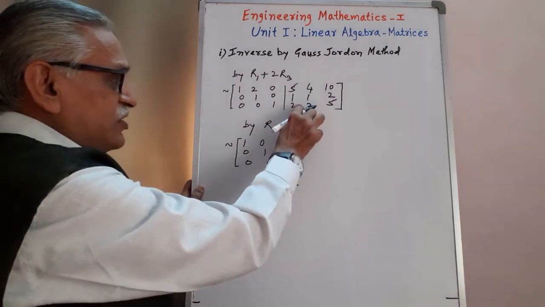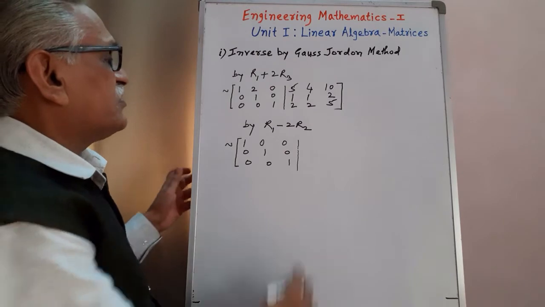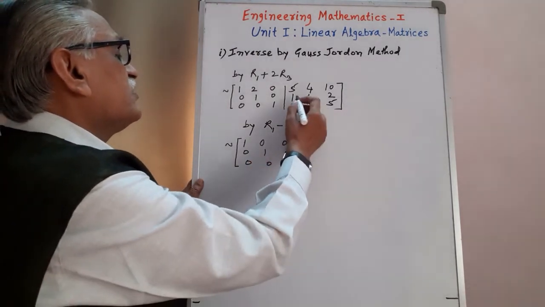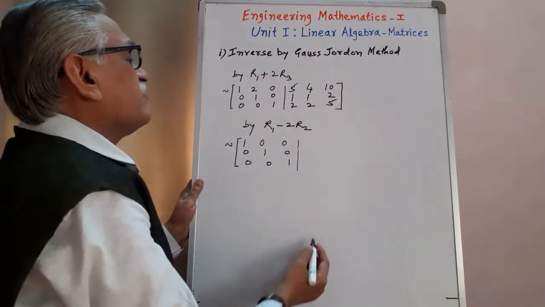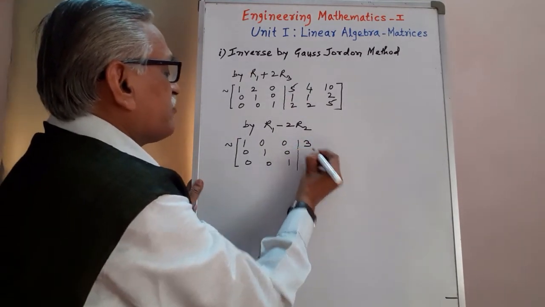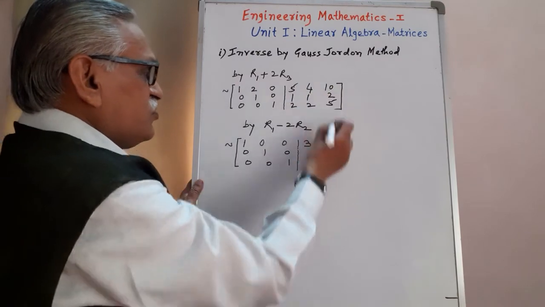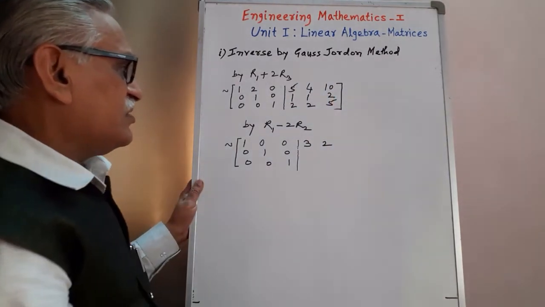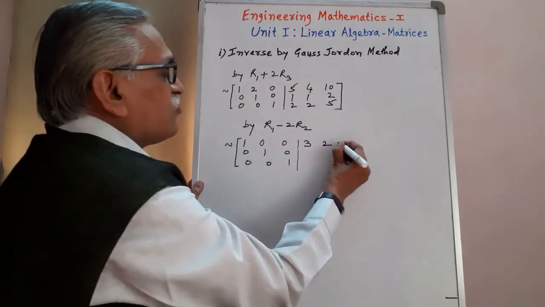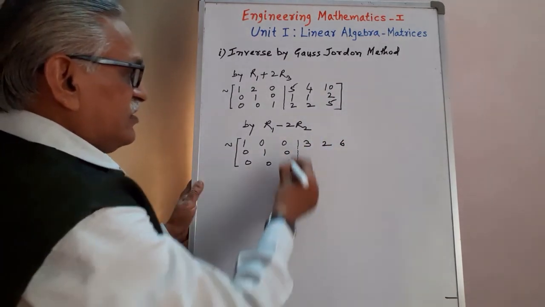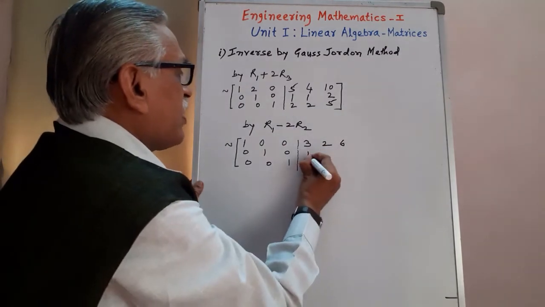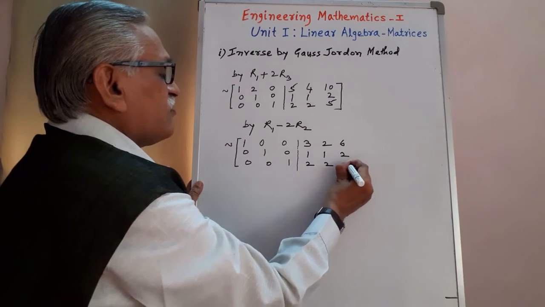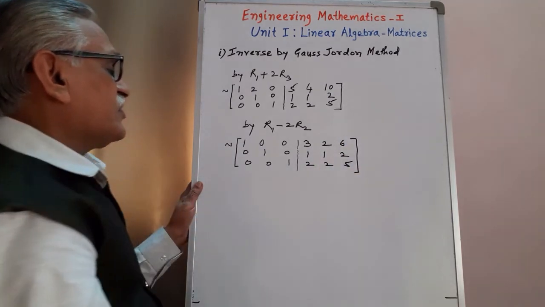The same way, apply it on this identity matrix, or second matrix. 5 minus 2 times 1, 5 minus 2, we get 3. 4 minus 2, we get 2. 10 minus 2 times 2, 10 minus 4, we get 6. Second and third, no change: 1, 1, 2, 2, 2, 5.